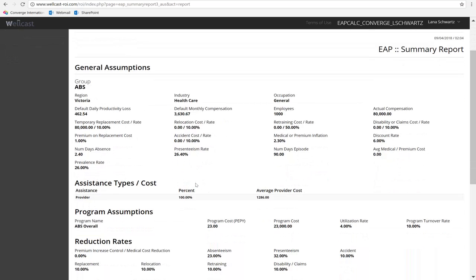What's really great is once you're talking through the report, you can also let them know that you can make it a little bit more tailored and specific for their organisation by entering some more data around relocation costs, retraining costs, disability claims costs, accident costs. However, we know that the biggest savings do come from absenteeism and presenteeism. So even if you have nothing else except those two factors, you're probably getting 90 to 95% of the benefit anyway.